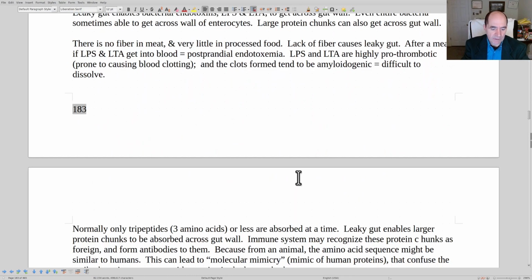So you've got to make sure to eat that fiber. Okay, here's a little interesting stuff. You can get a tendency to form amyloidogenic clots. So actually, I think I got a picture. I'll show you a picture here in just a moment.